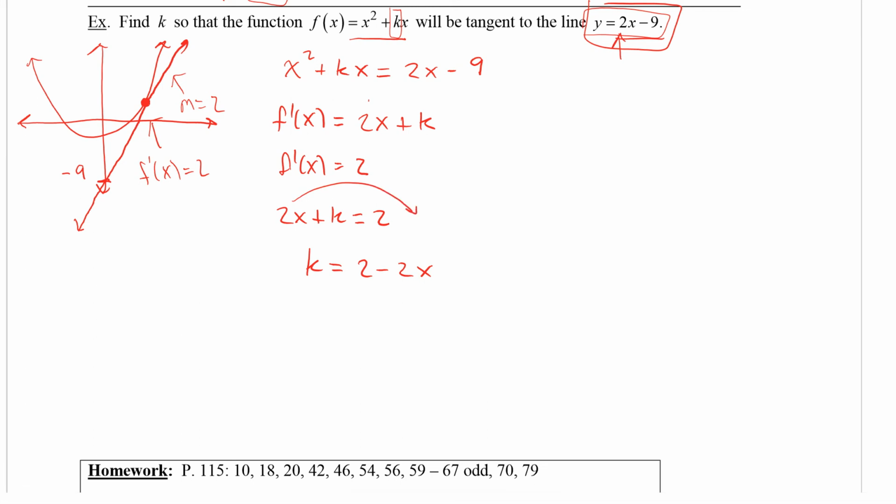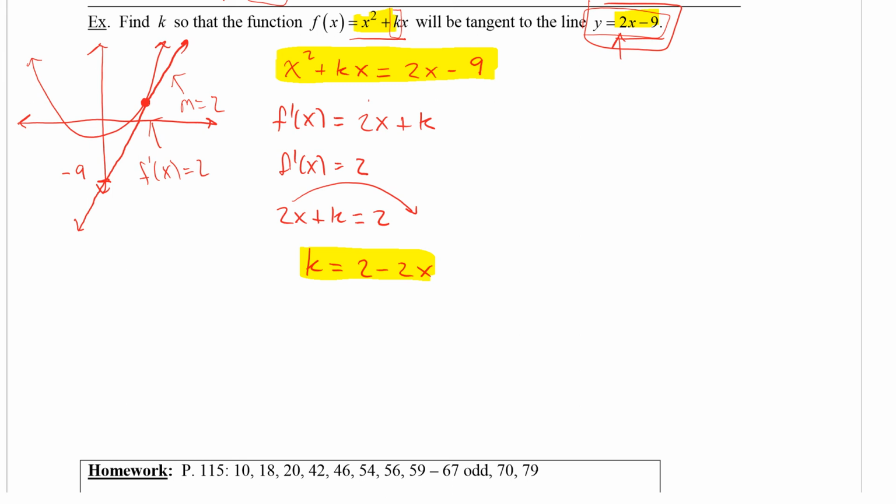Now I have two equations. Let me go ahead and highlight these two equations. The first equation is supposed to represent one solution, because if the tangent line hits the parabola at one point, then they must equal each other at one point. The second equation means that when I took the derivative, because the slope of the tangent line is 2, I set the derivative equal to 2 and I solve for k.